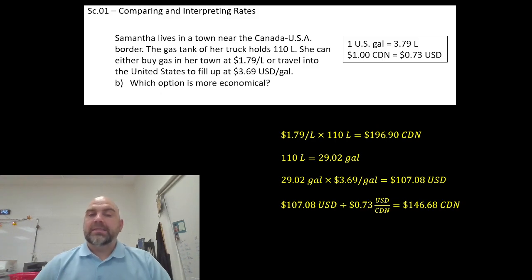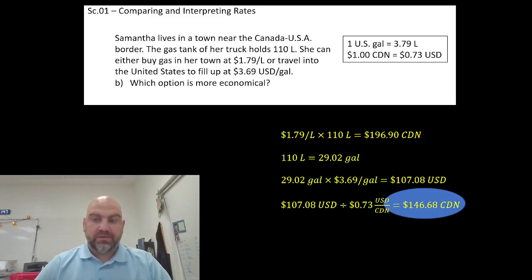All right, now the second part: which option is more economical? Economical means cheapest. There we go. Okay, that was pretty simple. We have it in the same funds, Canadian funds, so we can compare them directly and say, you know what, the Canadian one is way more expensive, and the American one is way cheaper. All right, pretty straightforward, right?